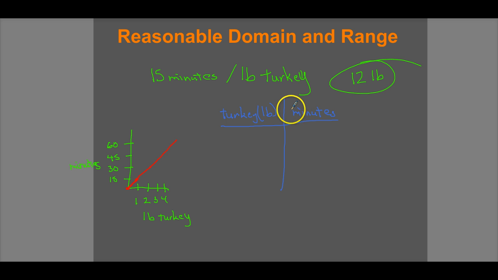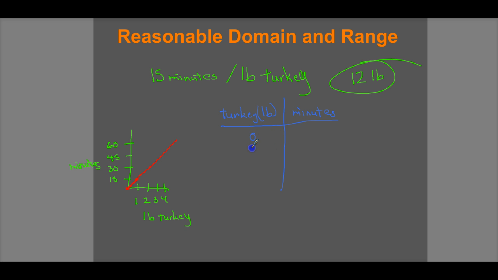This is one of the few times, by the way, that minutes is not a domain value, because the amount of time I'm going to spend depends on the amount of turkey that I have. So the turkey in this case is the independent value. If I buy a different turkey, the number of minutes I'm going to have to wait changes. So it's really cooking in minutes, but that sort of thing.